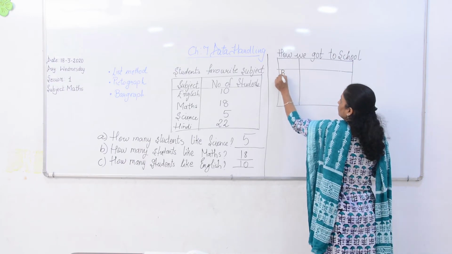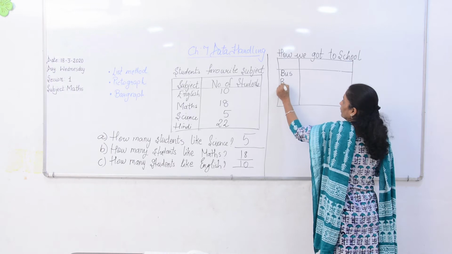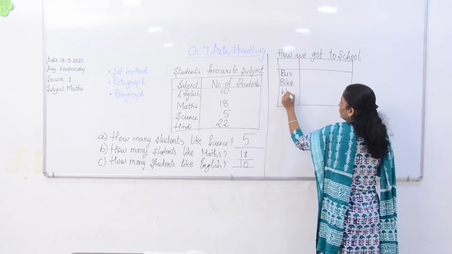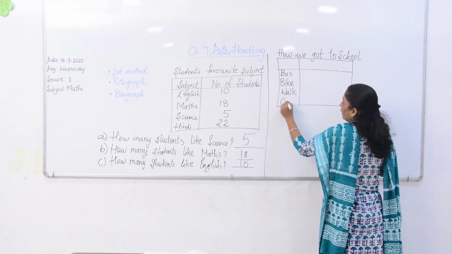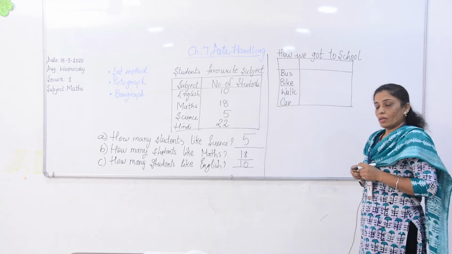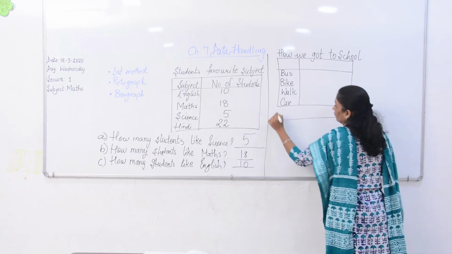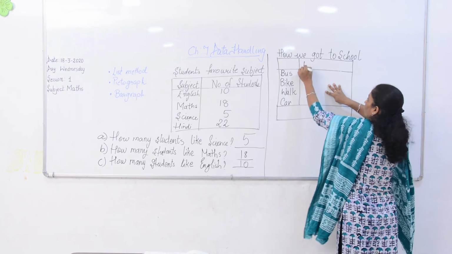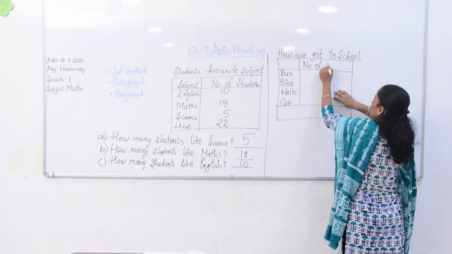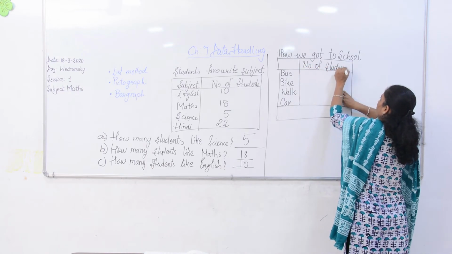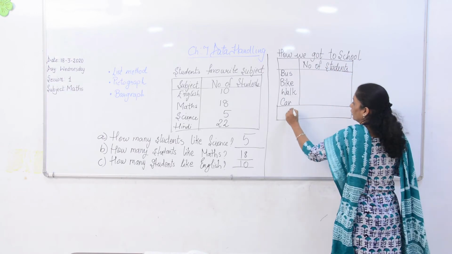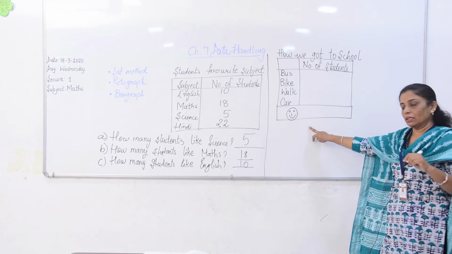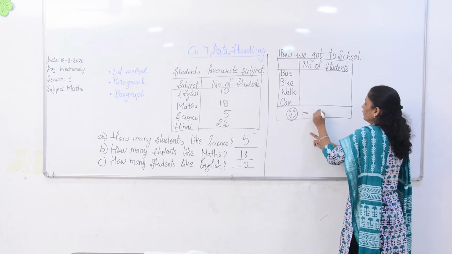So by bus, by bike, by walk, or by car. And here we will represent this number of students through a symbol, smiley. So each smiley is equal to 10 students.